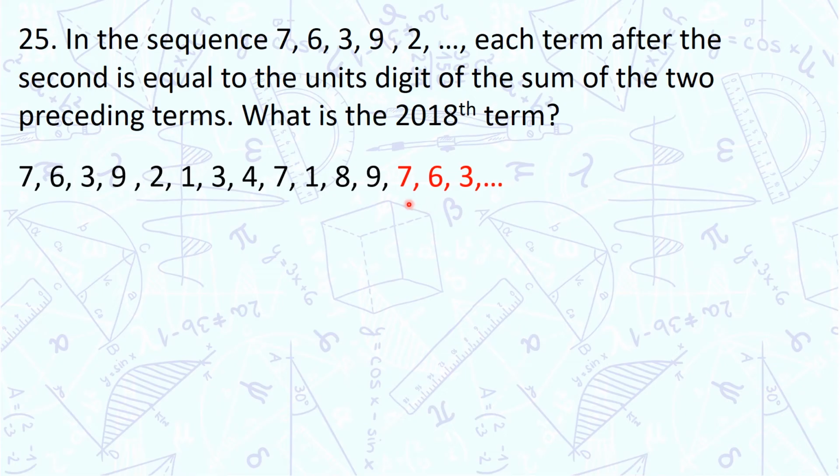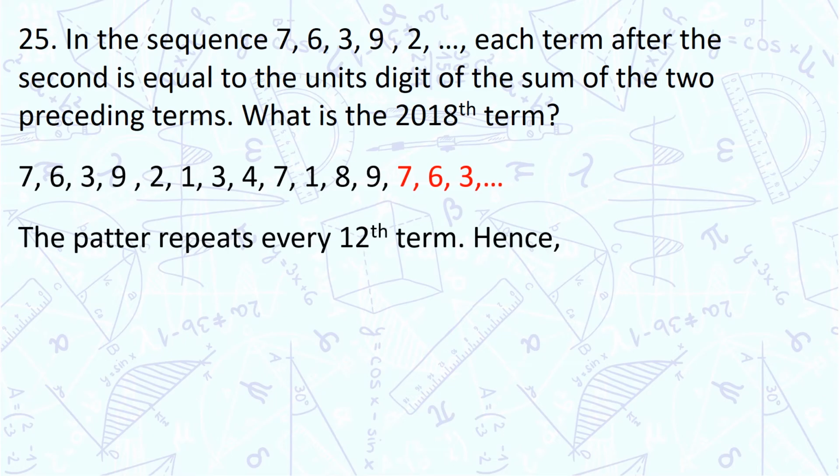It repeats after every 12th term. Hence, we divide 2018 by 12 and get the remainder. That is 168 remainder 2. Therefore, the second term is 6. So the 2018th term is 6.